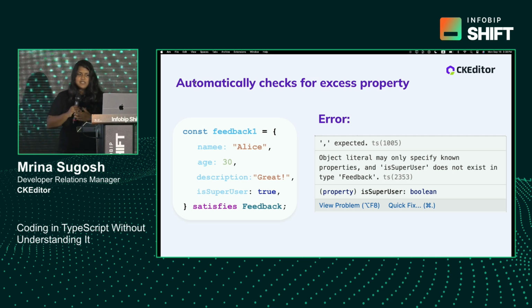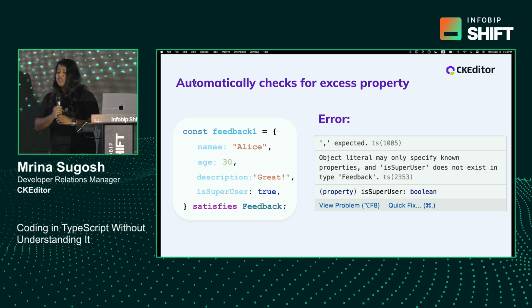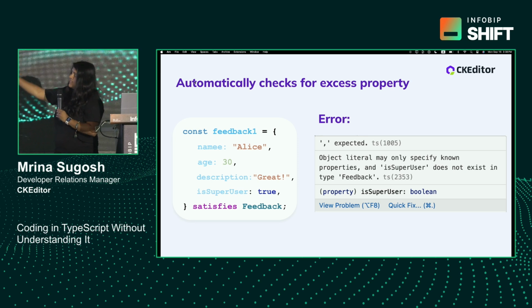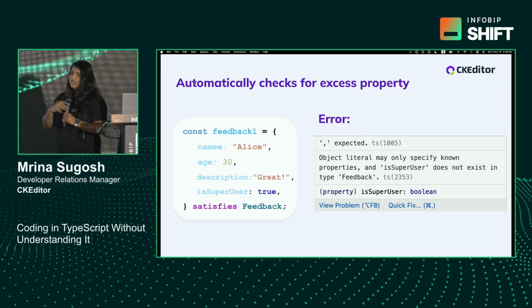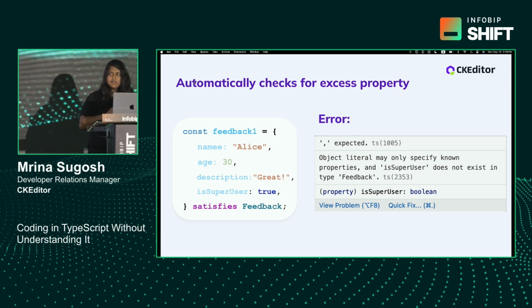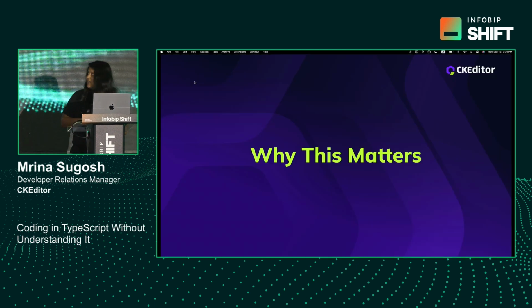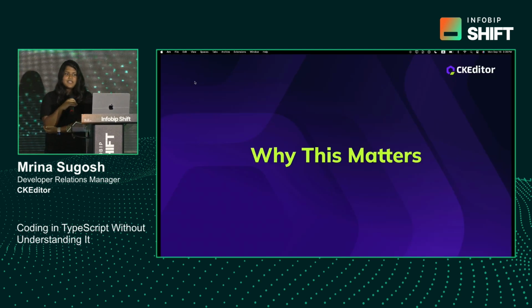So that's essentially the three big things on why TypeScript really matters. Just imagine if you have a huge, large-scale application, and this feedback object is pretty big. This can save you a lot of dev time and a lot of embarrassment sometimes when things go to staging or prod. All right, finally, why this matters.